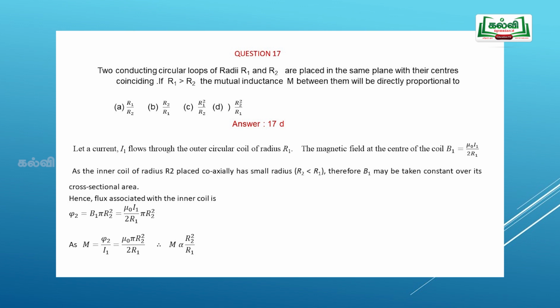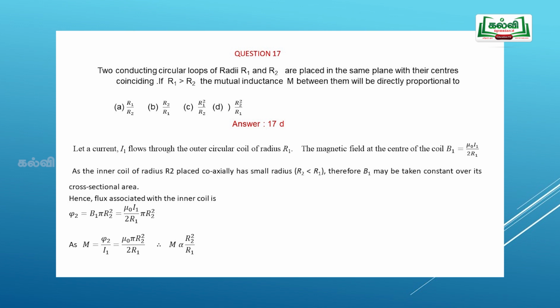So, what is the magnetic field due to the big circular coil at the center? If I1 is the current here, then the magnetic field at the center will be μ0 I1 by 2R1. That is what is given here, right? So, you have got B1. What is flux? B1 into A. B1 is μ0 I1 by 2R1 and area is πR2². So, this flux linked with the second, the smaller one, depends on R2² and R1. All these are known things, right?